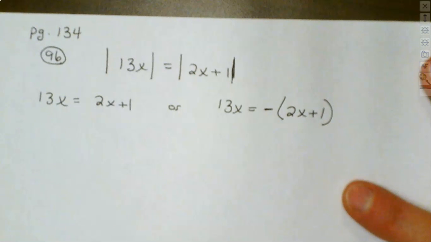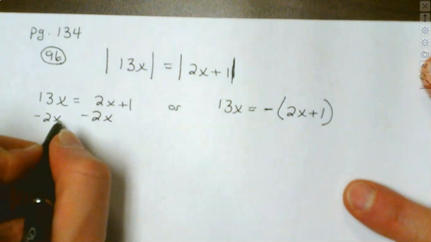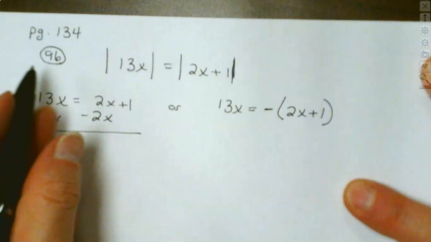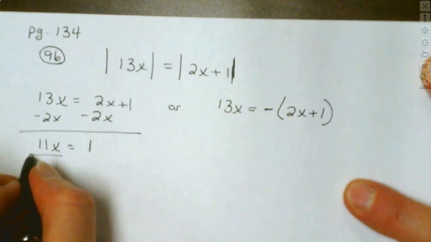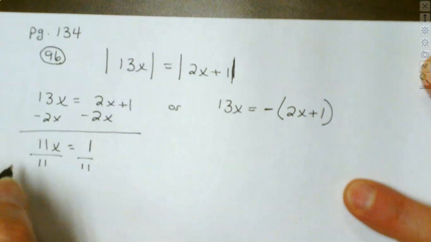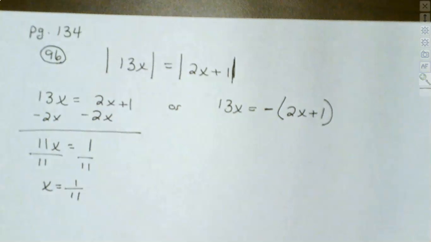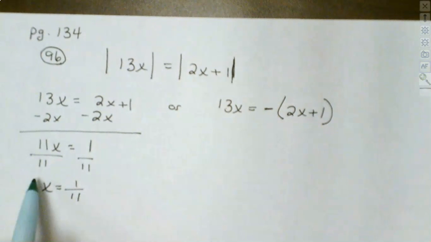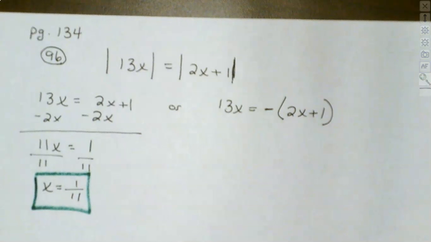And we'll go ahead and solve this out. So move that 2x over again with subtraction. And that leaves you then with 11x equals 1. Divide by our 11. So x equals 1 over 11. Simple enough there. What about the other one?